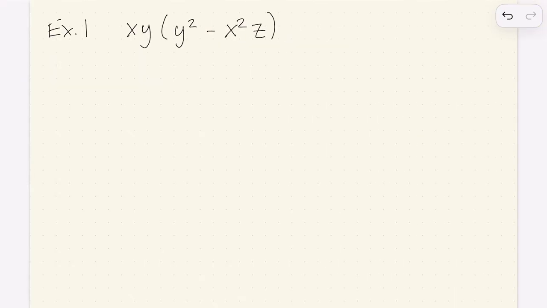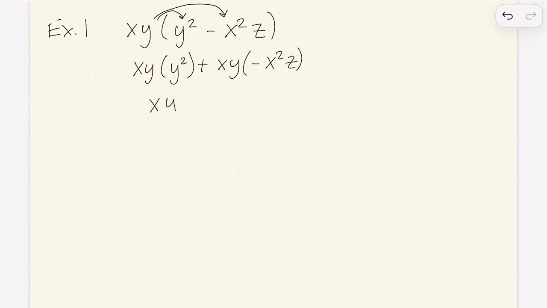xy times y squared minus x squared z. So we are still going to do this times this and this times this. But when we first write it out, we're going to do xy times y squared plus xy times negative x squared z. Now when we multiply this, it's going to be xy cubed, because there's no other x, but then y times y squared is y cubed.